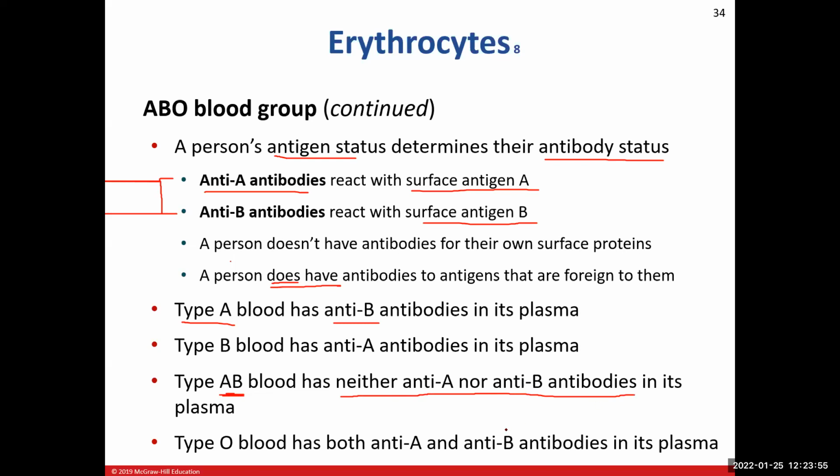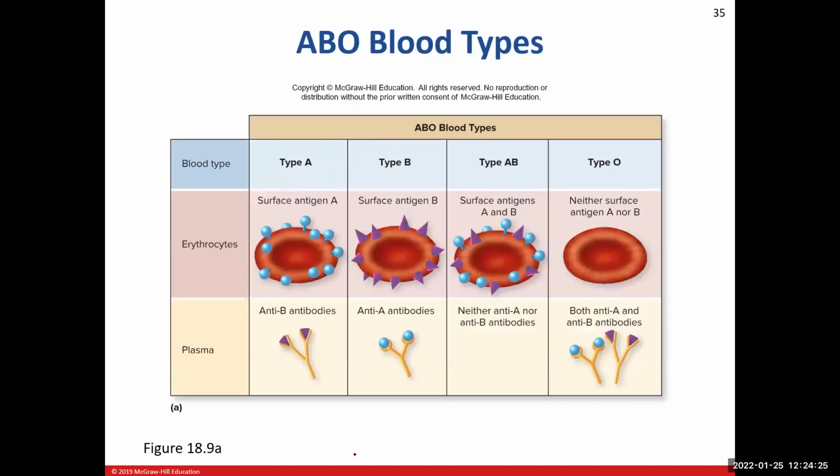And then finally, type O, remember, doesn't have any surface antigens on their red blood cells. So that means that they will have both anti-A and anti-B antibodies. Okay? It's important that you understand that. This can be confusing. I want you to keep it simple. Simple, simple, simple. Okay? So let's talk about this.